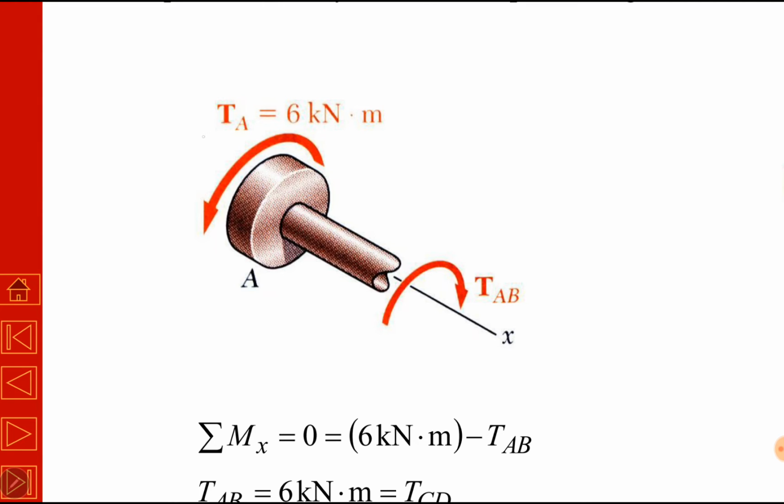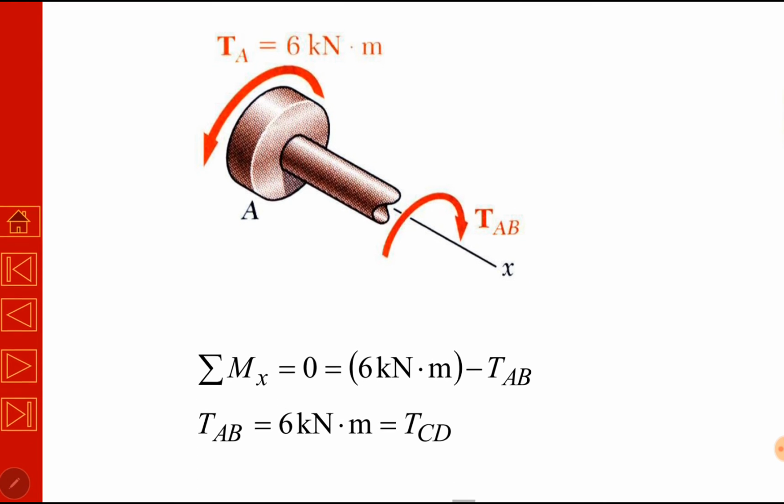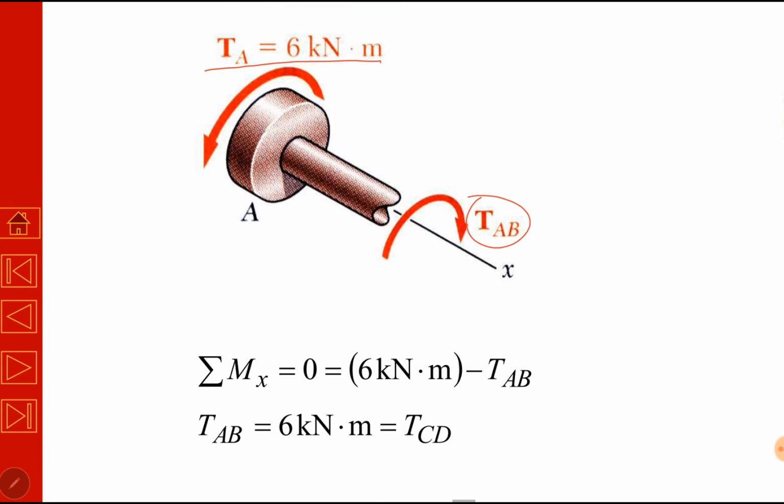At end A, there is an applied torque of 6 kilonewton meter, which is given in the problem. And at the point of section, there is a reaction torque TAB, which is unknown. By keeping summation of torques equal to 0 using the equation of equilibrium, these two torques are in opposite direction. So TAB minus 6 kilonewton meter is equal to 0. So TAB is equal to 6 kilonewton meter. TCD is also the same, from the other end. We do not need TCD actually. TAB is enough for us.